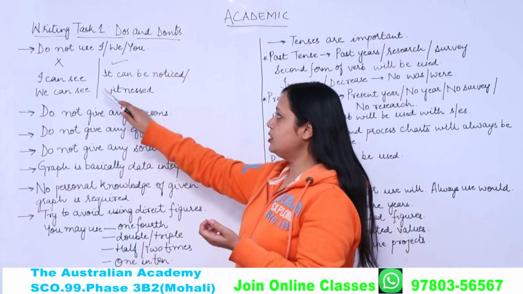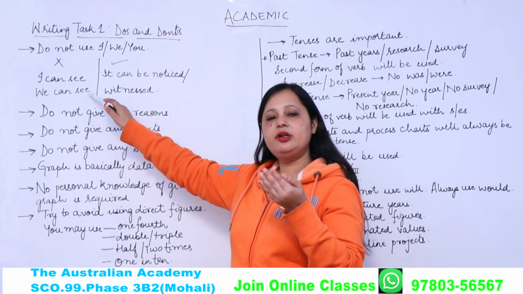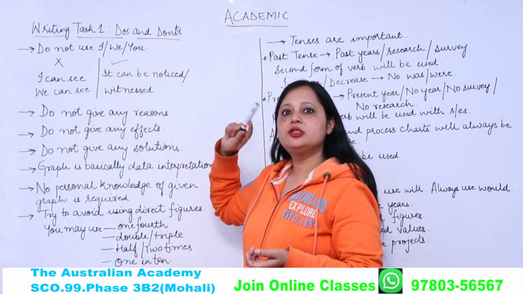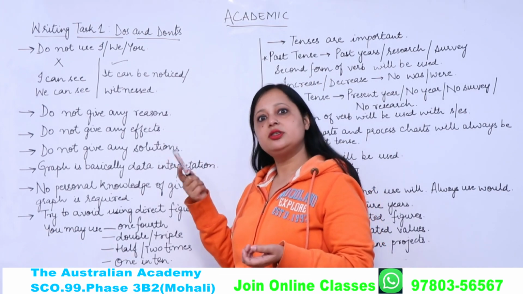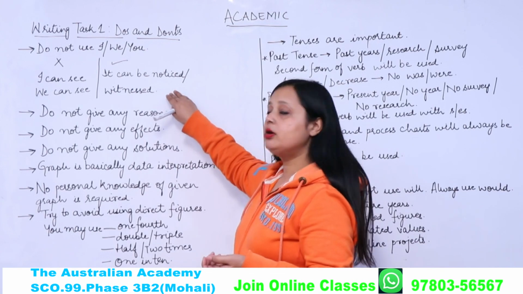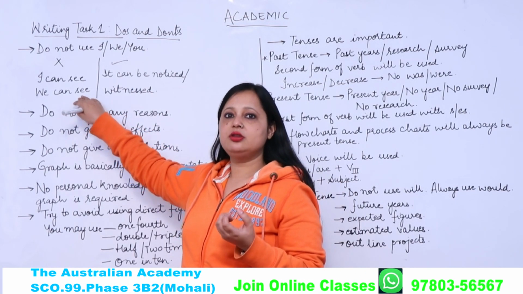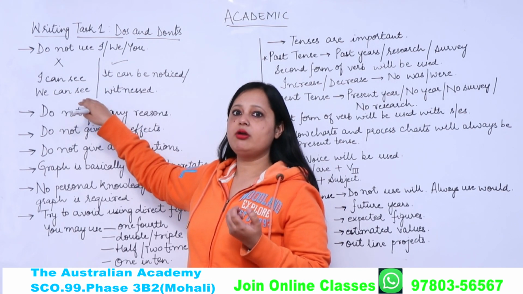So instead of writing I can see or we can see, that will decrease your score. You need to write it can be noticed or witnessed. So it can be seen, it can be noticed, it can be witnessed. That would be a better approach instead of writing I can see or we can see. So this is prohibited in your graph.